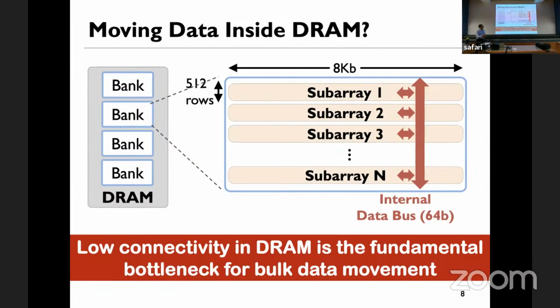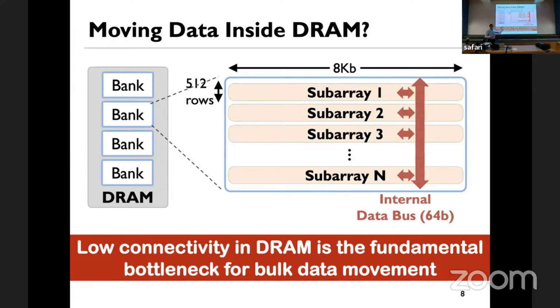And in the RowClone work, we discussed that you have to actually copy the data from one subarray to another bank first through this internal data bus, which takes a lot of time. And then you have to copy the data back from that temporary row in some other bank to subarray 2, for example, if that's where your destination row resides. Again, using this internal data bus, which is narrow.